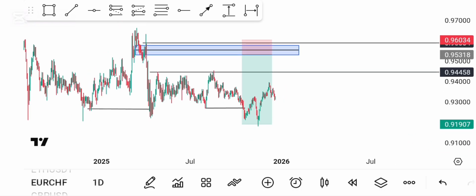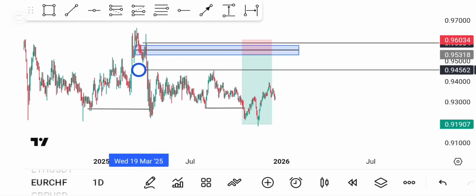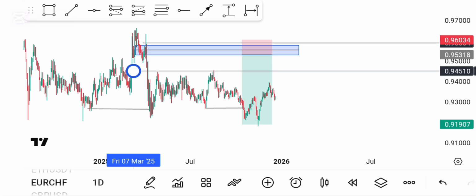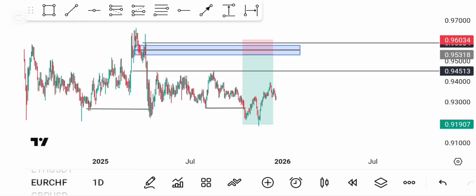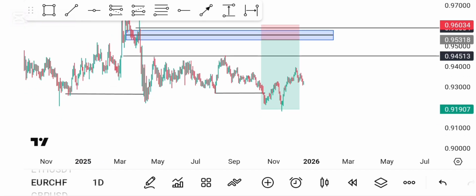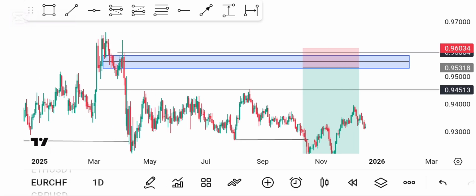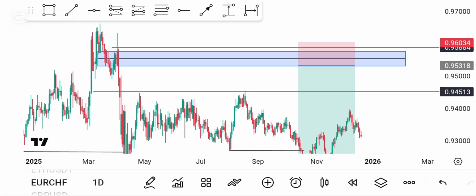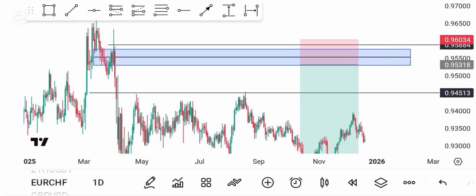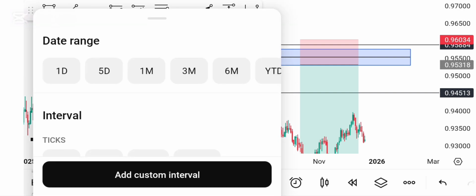Then these are the liquidity there. I'm expecting this liquidity to be taken out before I'm going to shut it down. Then once I've marked the order block and I know that the order block is unmitigated, you cannot just analyze from the daily time frame like that.